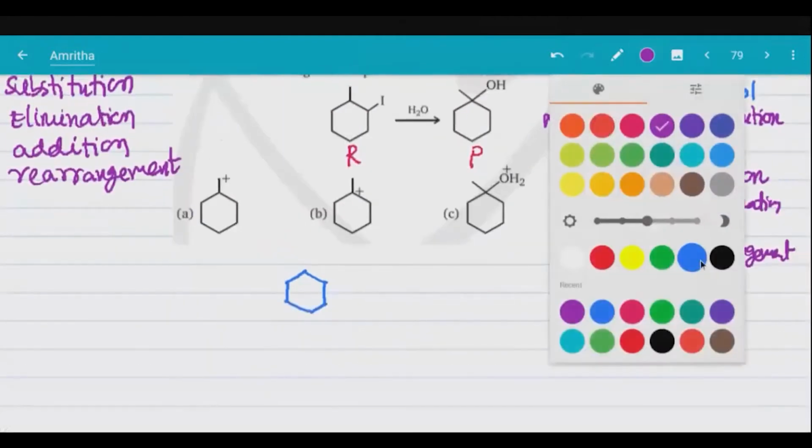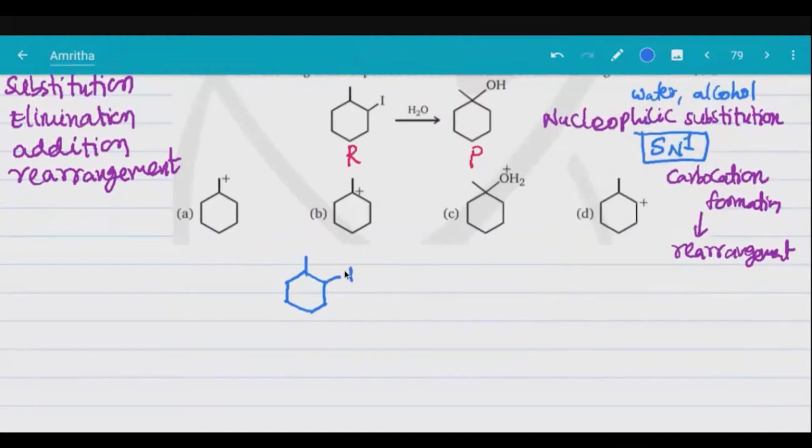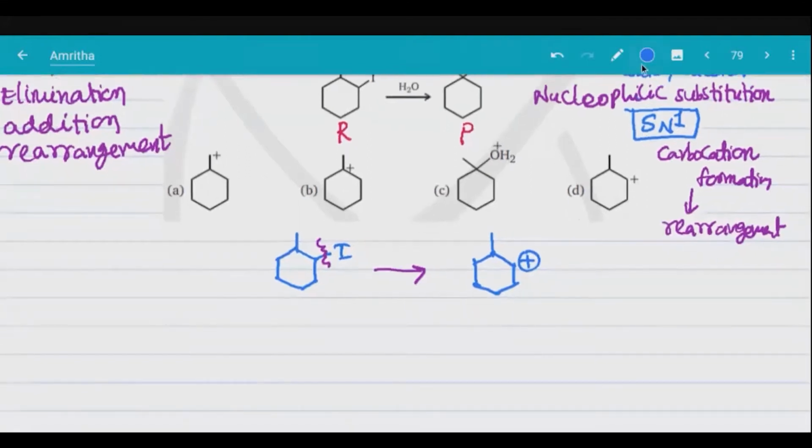Our reactant is this. In any SN1 reaction, what is our first step? The first step is breaking of this bond. What we'll get is this positive charge. Step by step we'll look into the details of this mechanism. This is a secondary carbocation. Do you know what a secondary carbocation is? Carbocation means carbon with positive charge, right? This is connected to two carbons, so that is secondary.